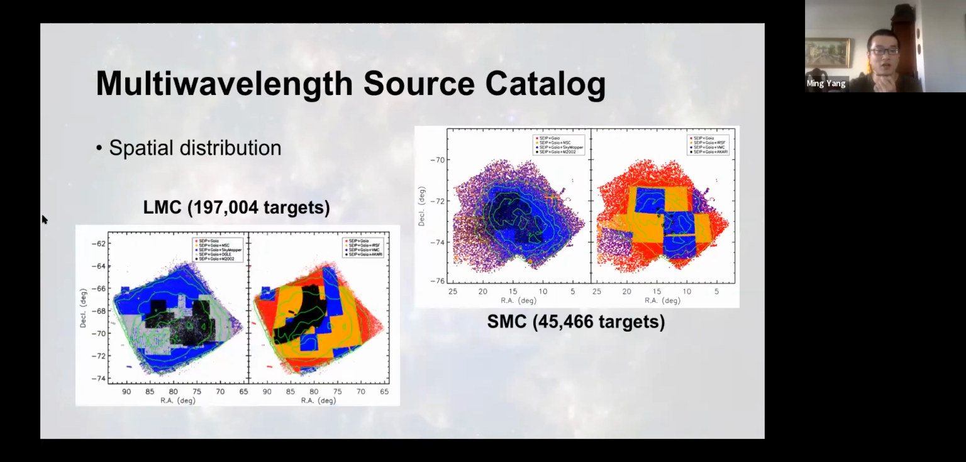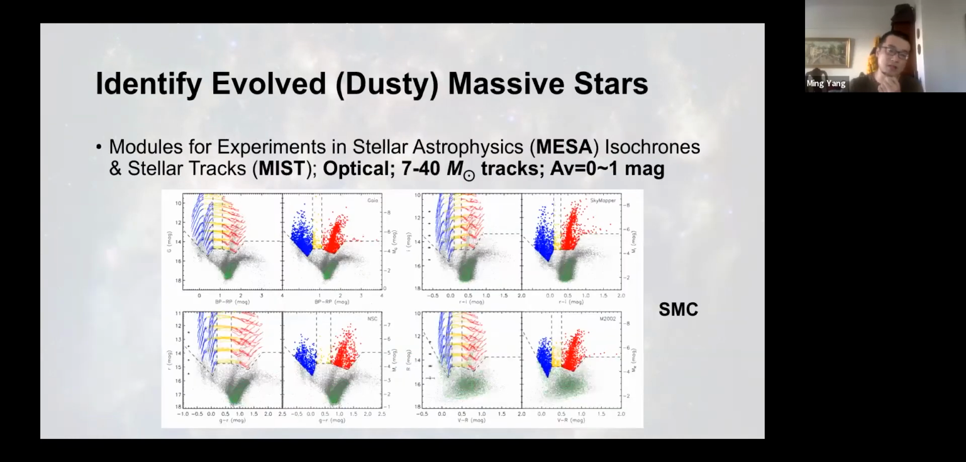So here shows you the spatial distribution of different data sets. Notice that we didn't cover the Magellanic Bridge, because if we do that, we will also have uncertainty about the distance. And once we have this multi-wavelength data set, the next step is very easy: to identify the evolved massive stars.